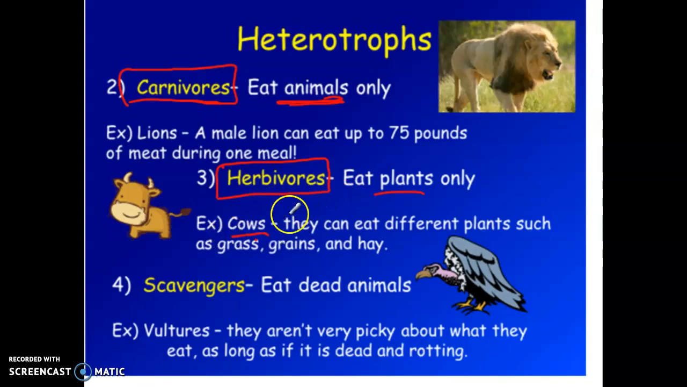So for example, cows or rabbits or squirrels. What I mean by plants is plant materials. That's nuts, berries, fruits, anything that is not another animal. So herbivores, same thing. Their bodies are built to eat plants. So they have molars, right? They don't have any of the sharp teeth to tear at flesh. They have flat teeth that are used for grinding grass and hay and different grains. And their stomachs are built to digest plant products.